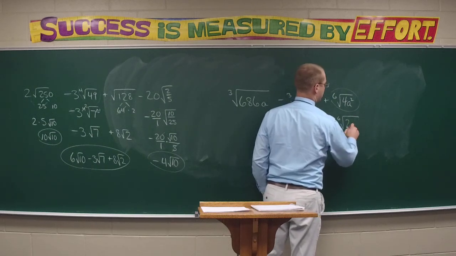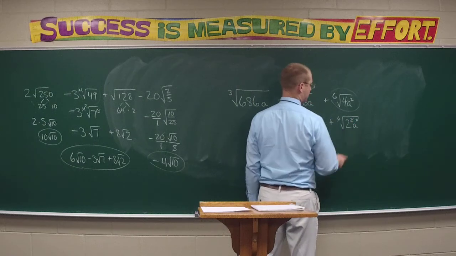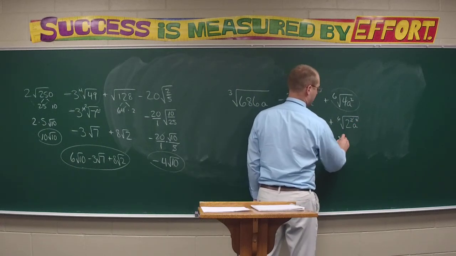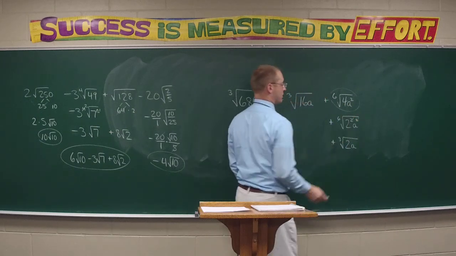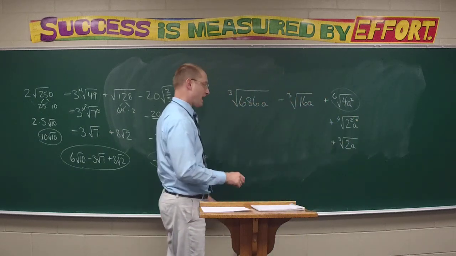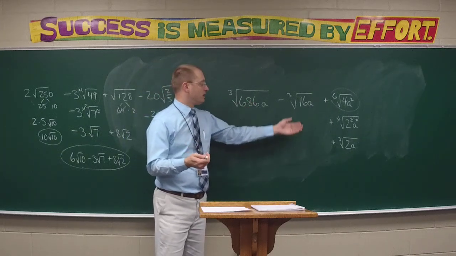All right, so we have the 6th root of 2 squared a squared. I'm going to take the 2 out of the index on the next one to get the cube root of 2a. Good, the cube root of 2 to the first a to the first, or just the cube root of 2a. Everything else is already a cube root. This is easy.